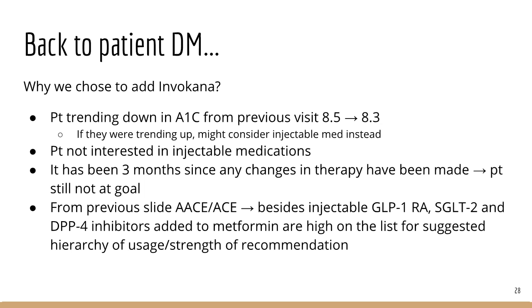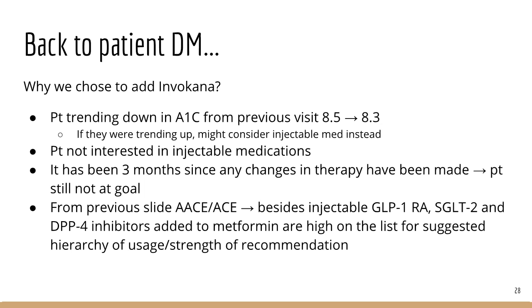So back to patient DM, how does this apply to our patient? So why did we choose to go with the triple therapy with our patient and add that Invokana? So the patient had been trending down in A1C from the previous visit, which was 3 months ago, from 8.5 to 8.3. If they were trending up, we might consider something else, like telling them they really do need to add insulin. But of course, the patient is not interested in it at this time. And since they are technically still trending down, that's why we decided to choose it. Also, it's appropriate to add on additional therapy because it's been 3 months since we've had any changes in therapy.